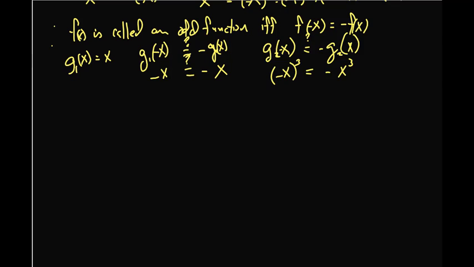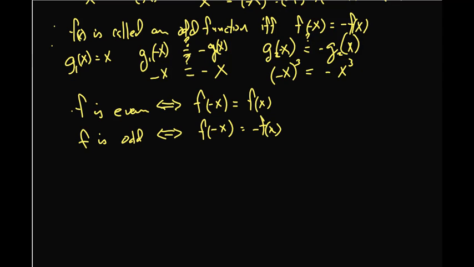So let's write that down. This double arrow here means the same thing as if and only if. So f is even if and only if f of negative x equals f of x, and f is odd if and only if f of negative x equals minus f of x.